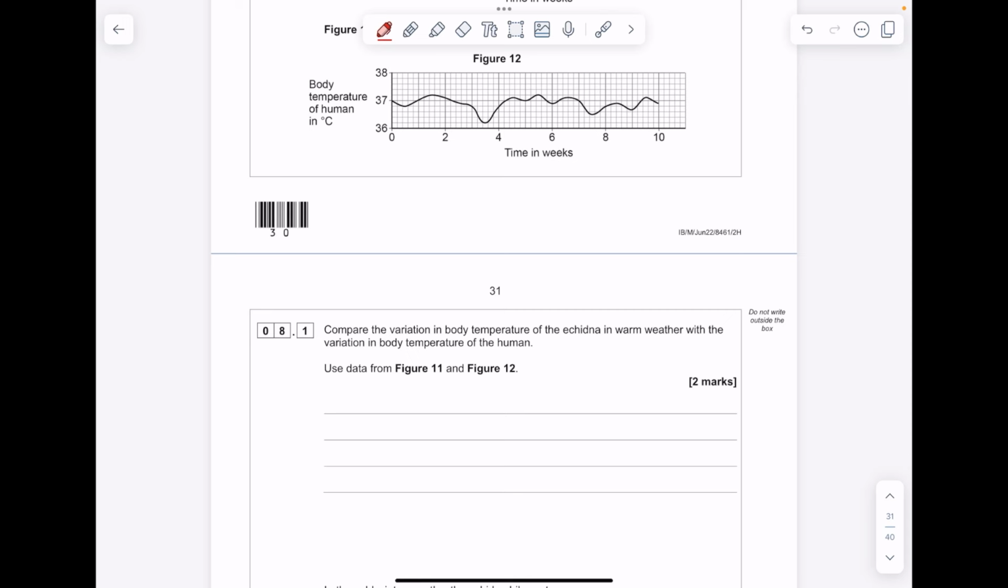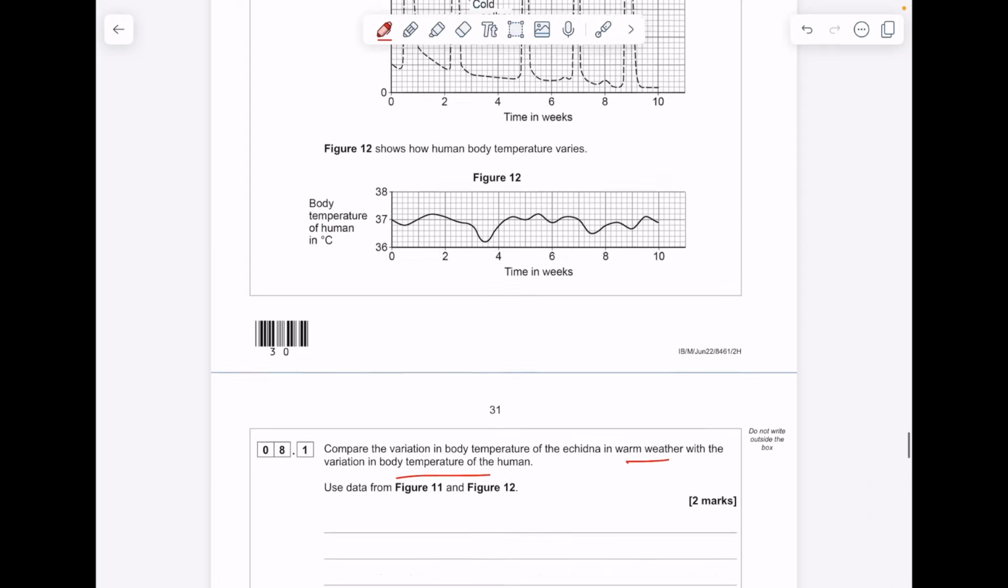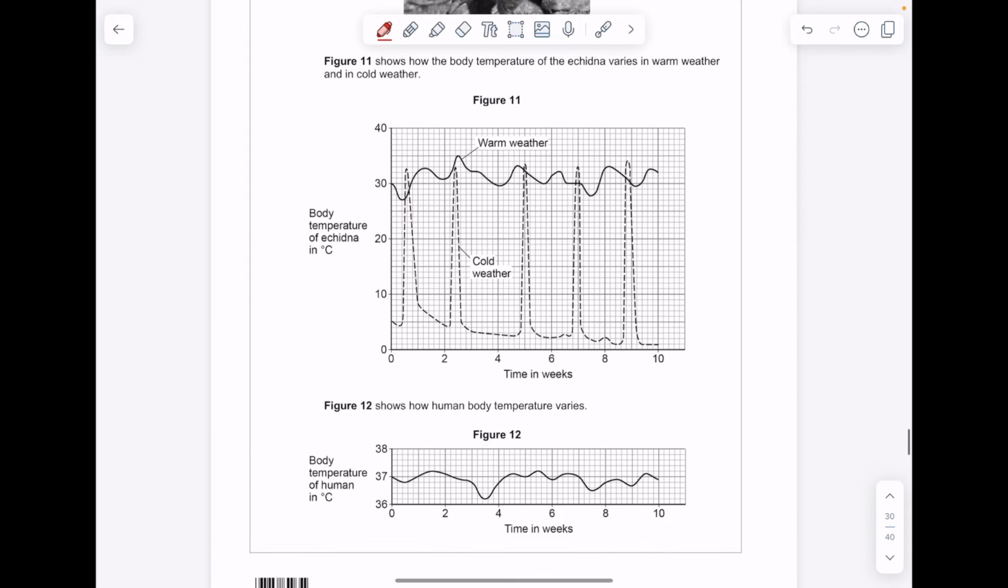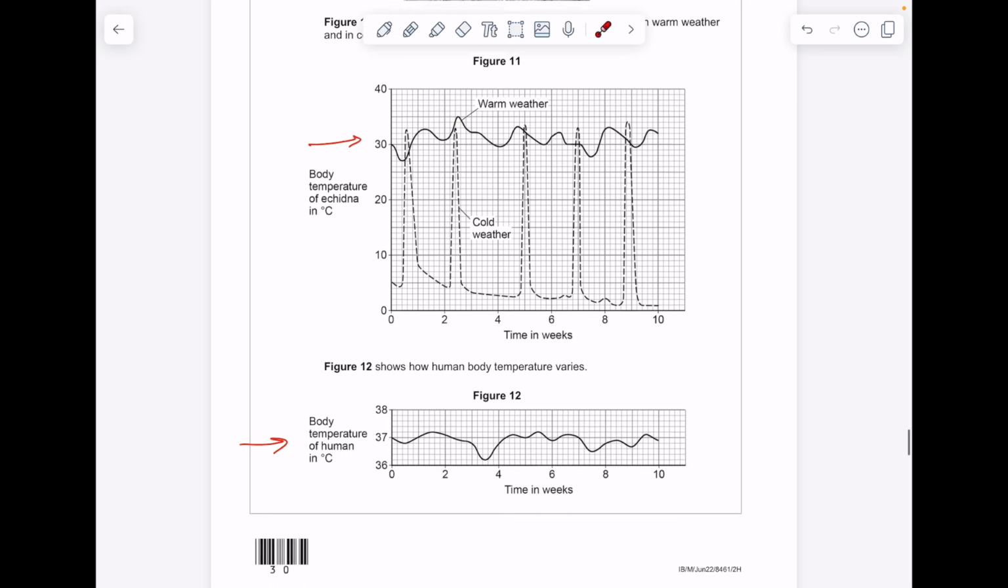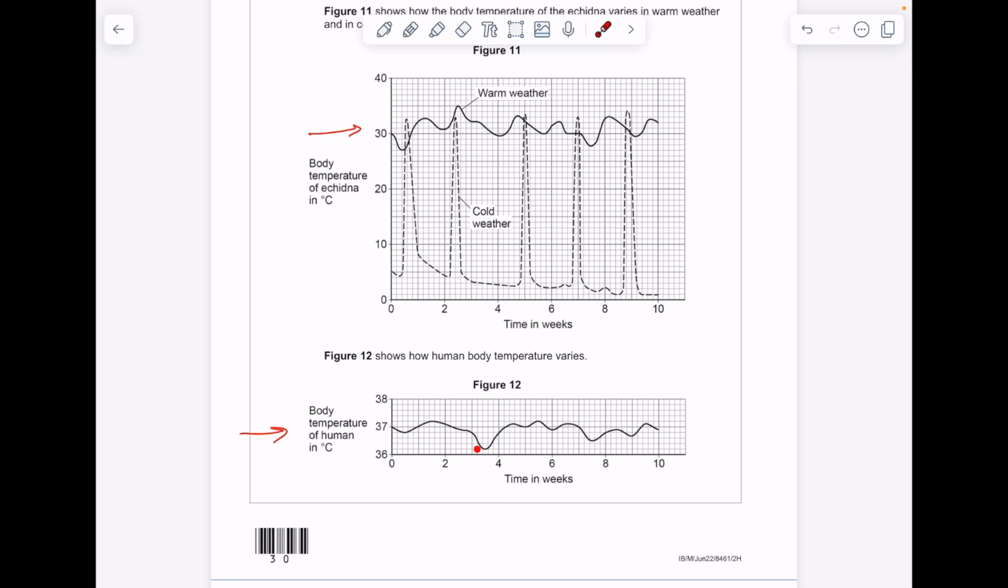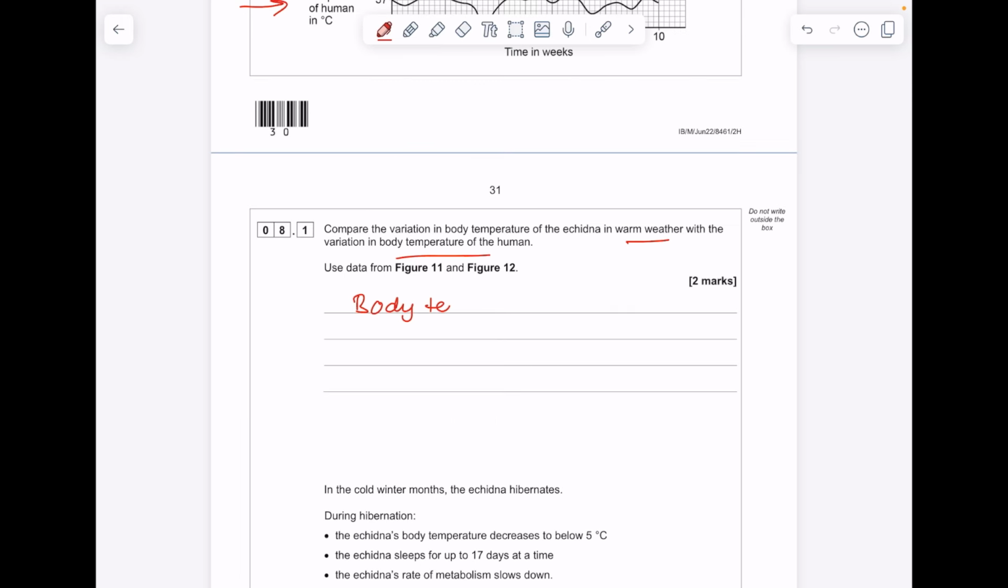Compare the variation in body temperature of the echidna in warm weather with the variation in body temperature of the human. Use data from figure 11 and 12. So make sure you're looking at the right lines. You can see that the echidna's body temperature varies from 27 degrees up to 35, whereas the human goes from 36.2 to 37.2, so it only varies by 1 degree. So the echidna is more variable.